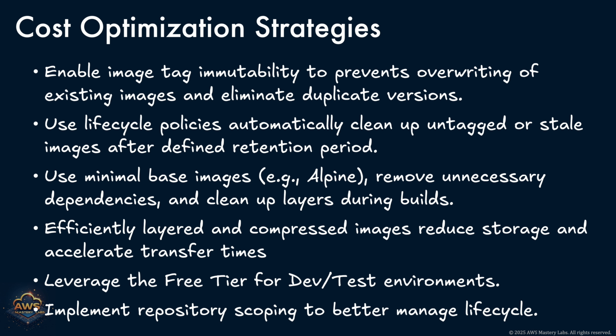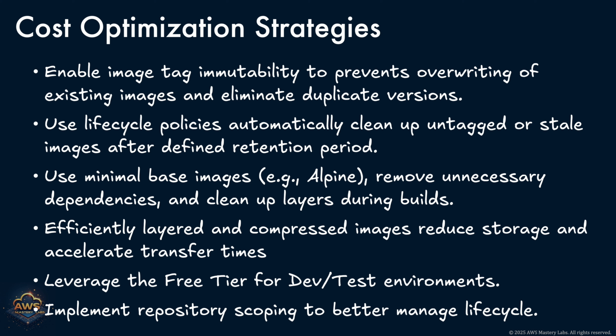and secure. First, consider enabling image tag immutability. By preventing overwrites of existing tags, you avoid redundant storage of similar image versions, ensuring that only truly unique builds occupy space in your registry. Next, take full advantage of lifecycle policies. These allow you to automatically clean up untagged or outdated images after a specific time or threshold, and is one of the most effective ways to trim storage costs without manual cleanup.